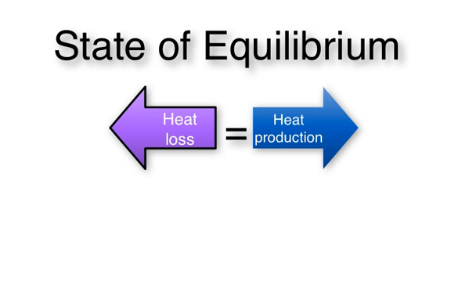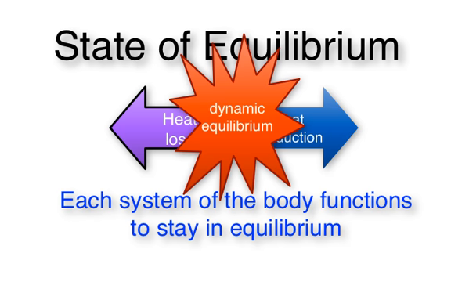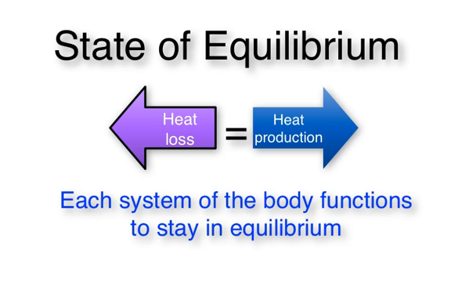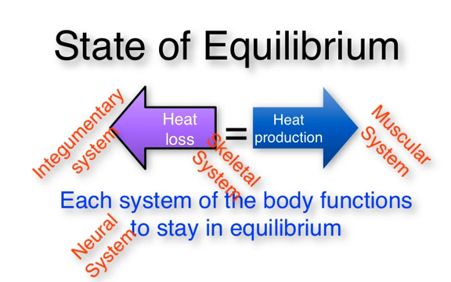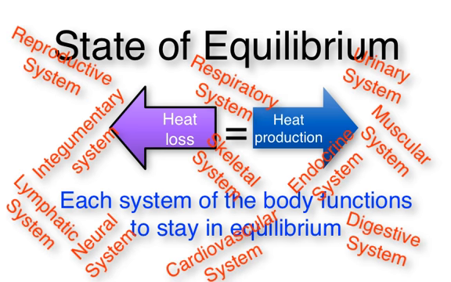A state of equilibrium exists when opposite processes or forces are in balance. For example, in the example of body temperature, a state of equilibrium exists when the rate of heat loss equals the rate of heat production. Each system of the body functions to maintain a state of equilibrium to keep vital conditions within normal limits. This is called a state of dynamic equilibrium because these systems are continually adapting to changing conditions. Throughout this course, we will introduce each organ system independent of each other. However, in reality, each organ system interacts and is dependent on the other systems.